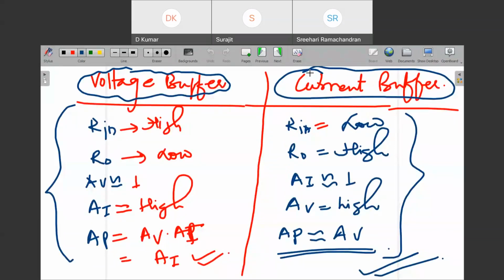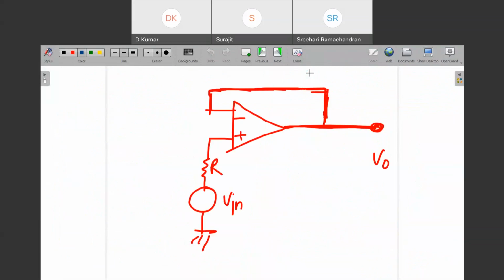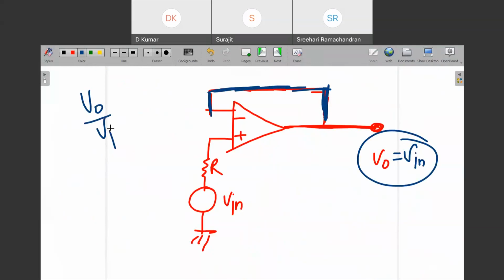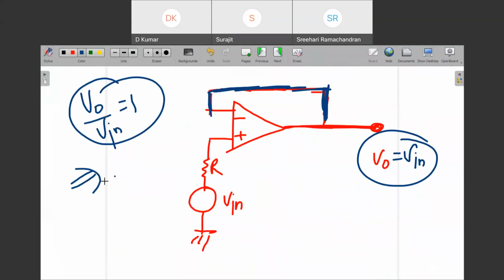Can I see that buffer circuit again? Yes, the buffer circuit is very easy. What does buffer mean? V naught equal to V in. That's it. Unity feedback is there, no? Feedback is unity, meaning the gain V naught by V in should be 1.